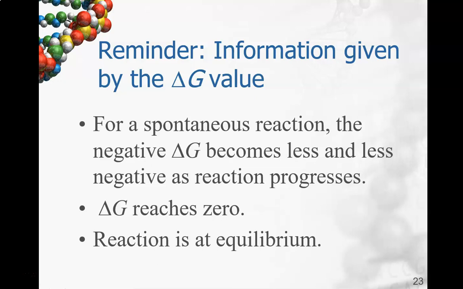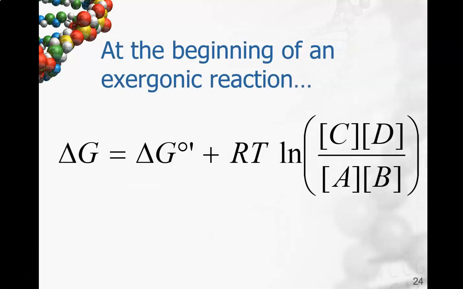Well, it doesn't really stop. It just looks like to our eyes that it stops. But the reaction is at equilibrium. And remember, we defined that as the rate of the forward and the reverse reactions are the same. So at the beginning of a reaction, assuming it's exergonic and spontaneous, and we have a large negative delta G, there's free energy available to accomplish the reaction, so it will go.